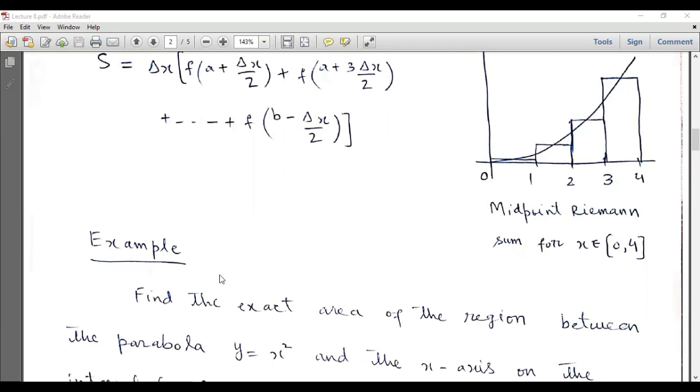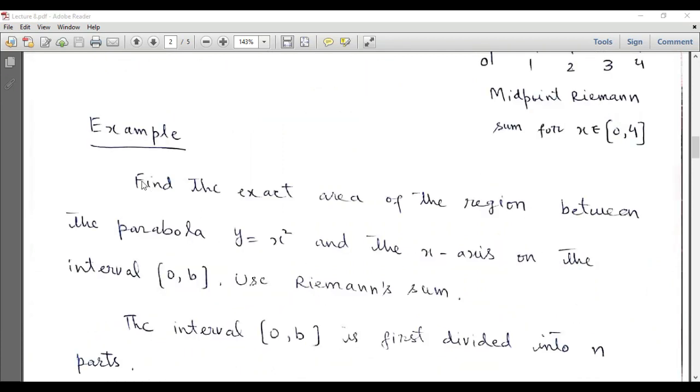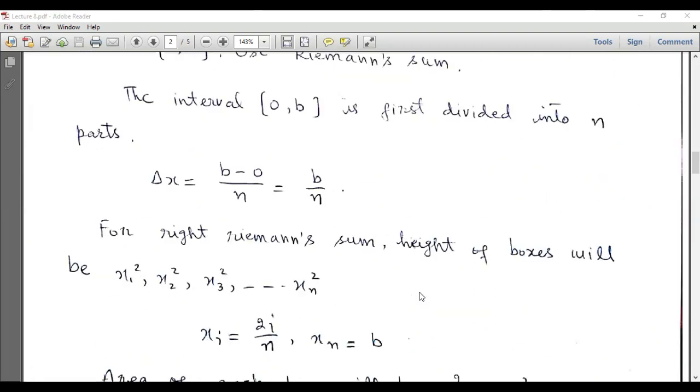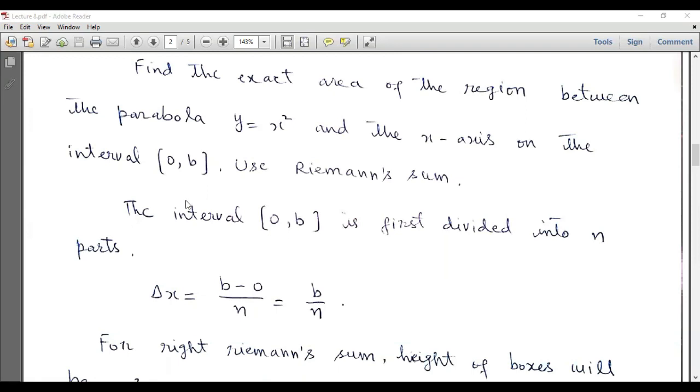So let's solve an example, and we will solve this example by using all three methods of Riemann sum and compare our answer. In this example, we have to evaluate the exact area of the region between the parabola y equal to x square and the x-axis on the interval from 0 to b, and use Riemann sums. So this interval from 0 to b is first divided into n parts, and delta x will be equal to b minus 0 divided by n. So this will be equal to b over n.